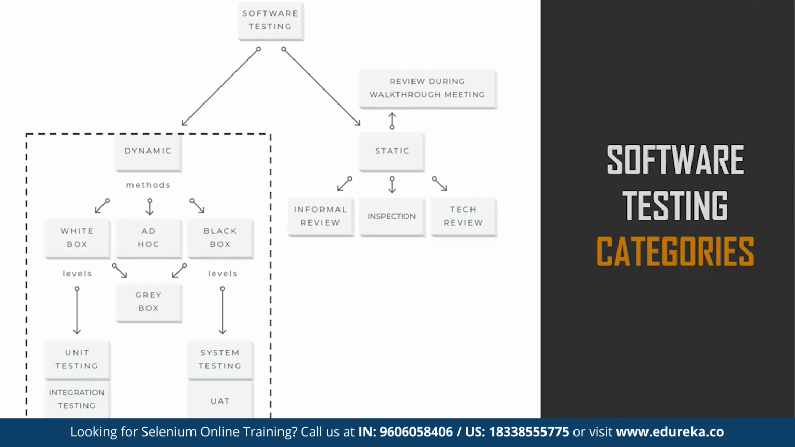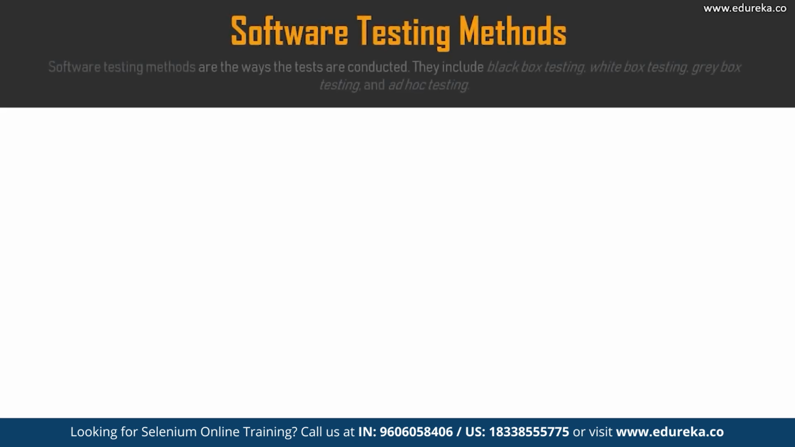So basically, it's an informal form of testing. But as soon as the primary preparations are finished, the team proceeds with dynamic testing, where software is tested during execution. Dynamic testing can be described by different methods, levels, and types of underlying quality analyst activities. Let's have a closer look at this segment of the dynamic testing process. So first up, we have something called software testing methods. Software testing methods are nothing but the ways the tests are conducted in real life. They include black box testing, white box testing, gray box testing, and ad hoc testing.